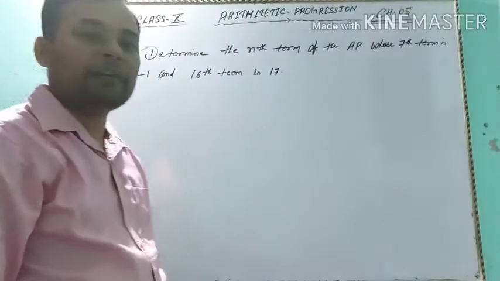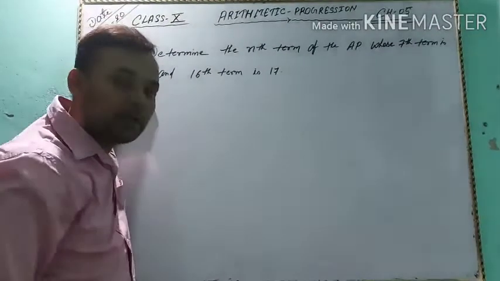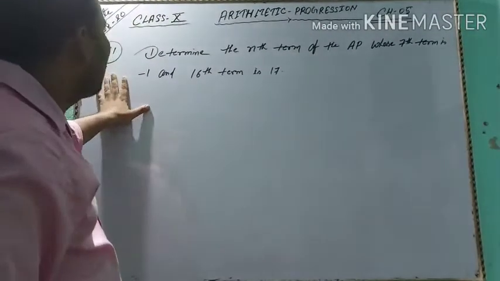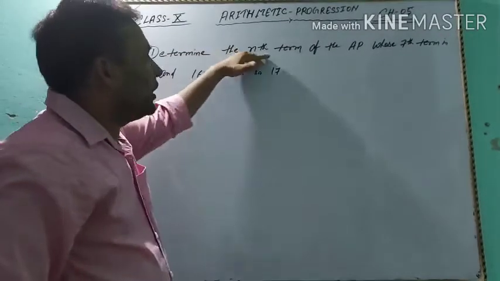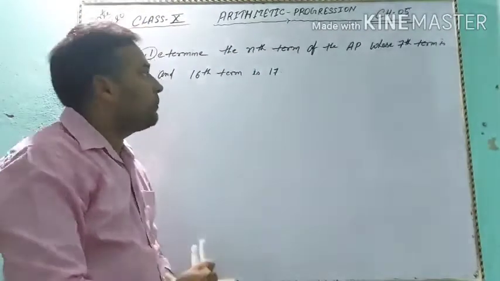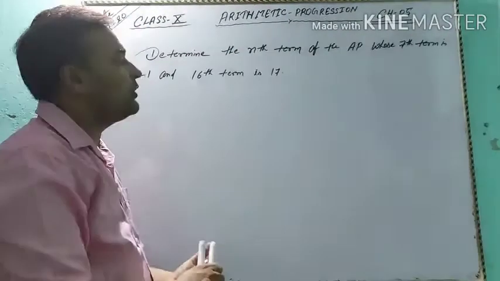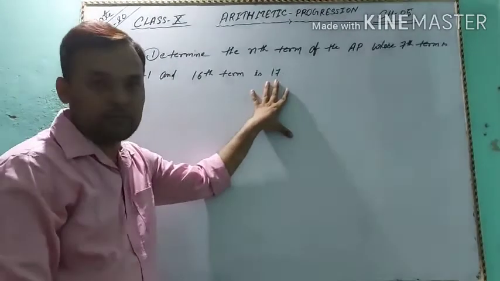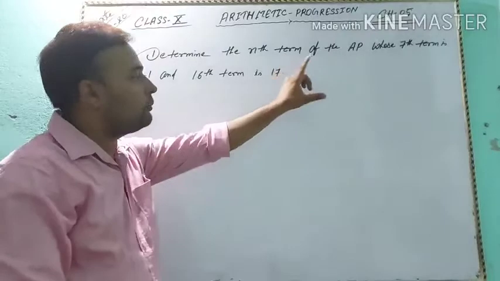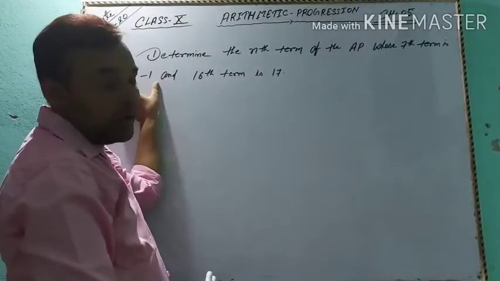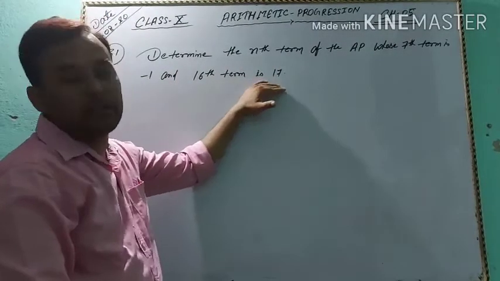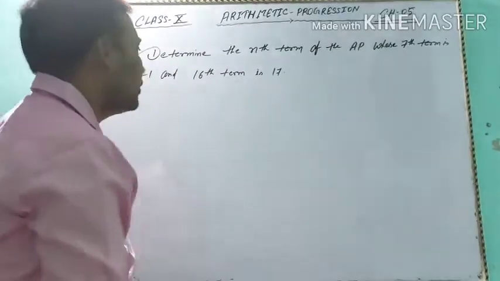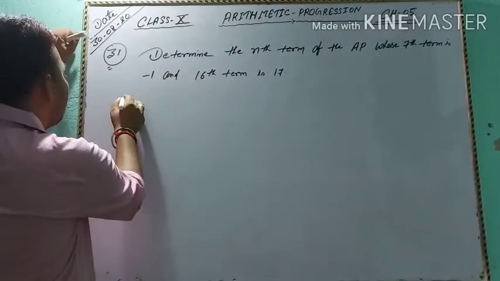Students, our next question is question number 31. Determine the nth term of the AP, whose 7th term is minus 1 and the 16th term is 17. 7th term is minus 1 is given and the 16th term is 17 is given. So let's start the solution.